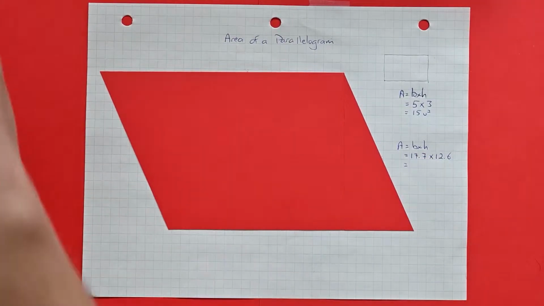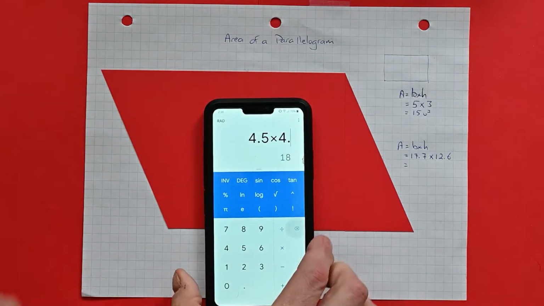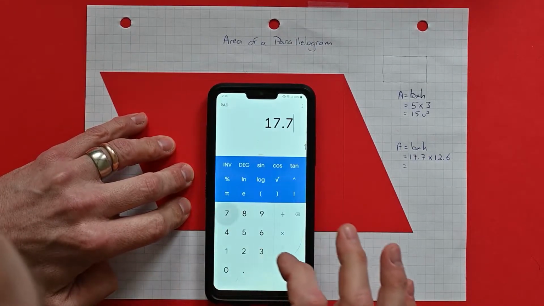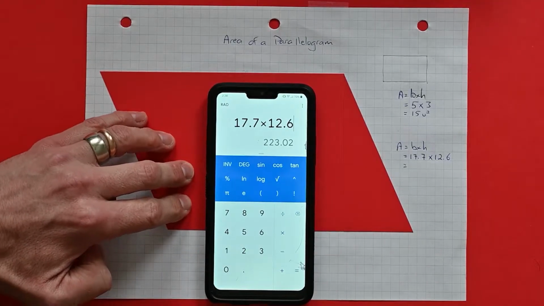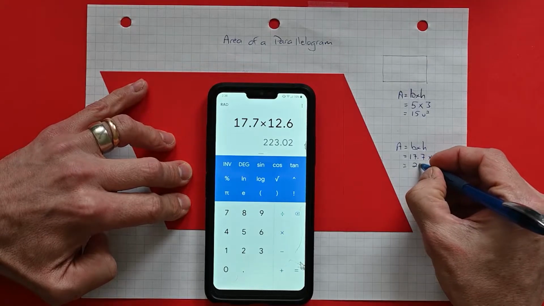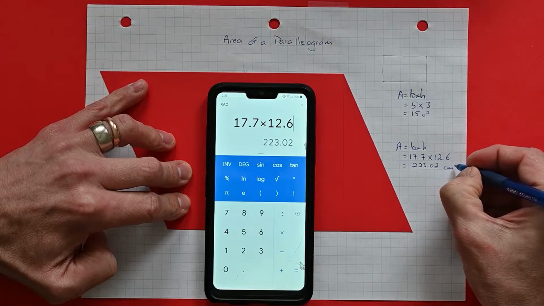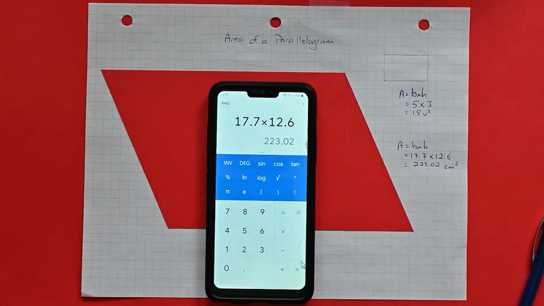and then we will multiply and figure out what it comes out to. So we have 17.7 times 12.6, and there it is, 223.02 centimeters squared. That is a way that people want to approach this initially, but we're going to see in a moment there is a problem here, and I hope that you're going to be able to identify that problem.